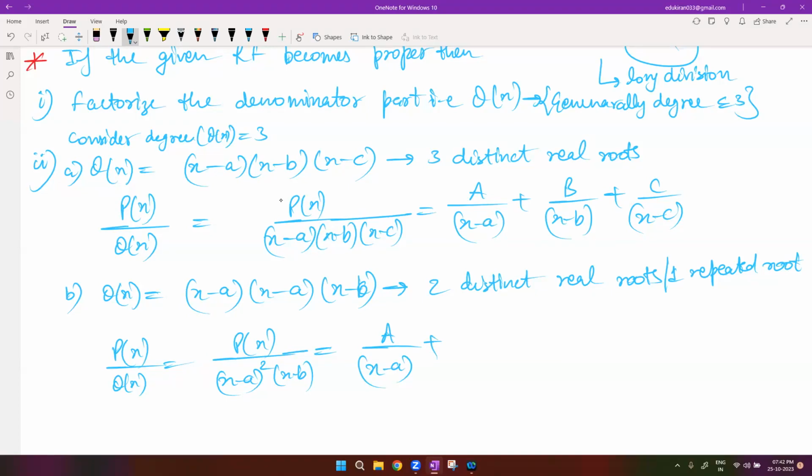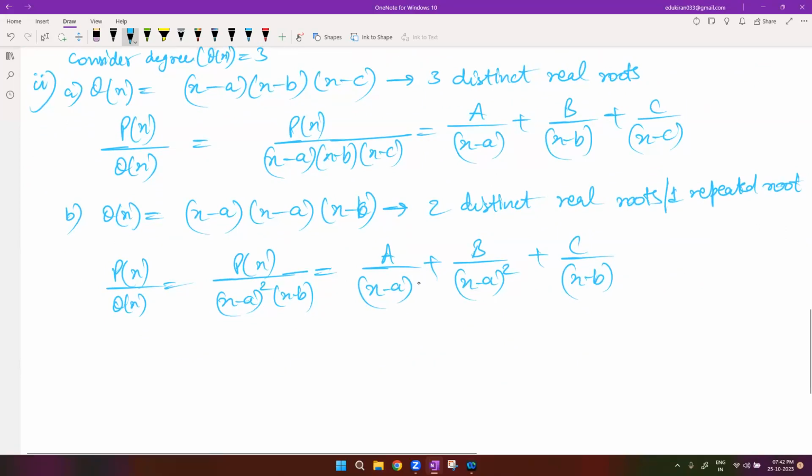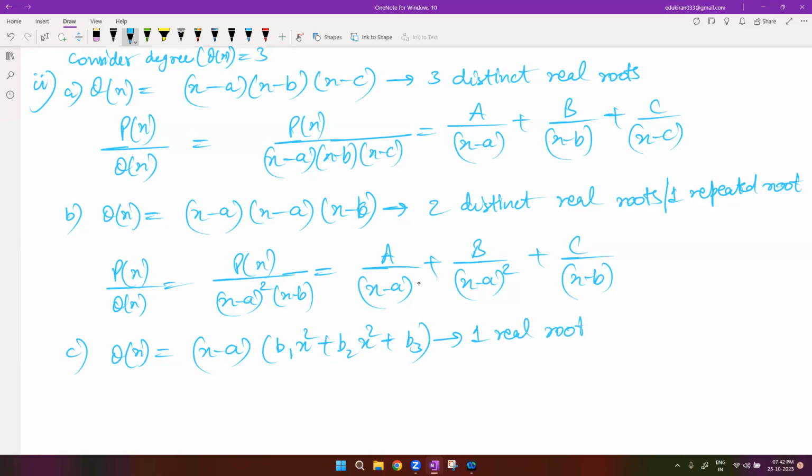So this particular expression can be written as a upon x minus a. See, because the power of x minus a is 2, there will be two factors coming because of x minus a. One is because of x minus a power 1 and another will be because of x minus a power 2. Or third situation can be like this, that only one real root and two roots are complex, which means that you cannot further factorize this quadratic equation. Right? In that case, your px by qx will look something like this.